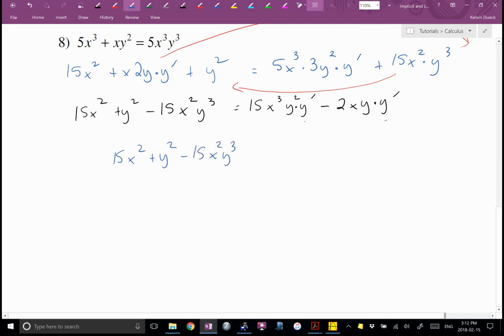When I factor out the y prime, I'm going to have left behind a bracket that I would divide by. It's going to be a 15, an x squared cubed, a y squared, minus a 2, an x, and a y. That equals y prime. Except, folks, do you mind, instead of putting that equals y prime, can I put y prime equals, because that's how we're used to seeing the thing by itself on the left. Does that simplify at all?